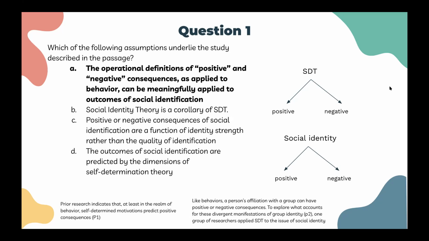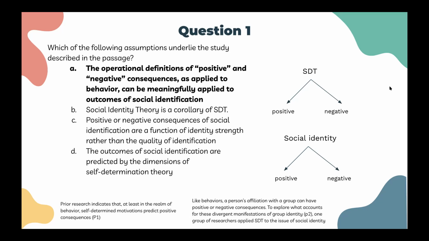And finally, option D is incorrect because this is the researchers' hypothesis. They're trying to see if dimensions of self-determination theory predict social identity consequences. This is not an assumption that the question stem is asking for. It's a question that the researchers are trying to answer.